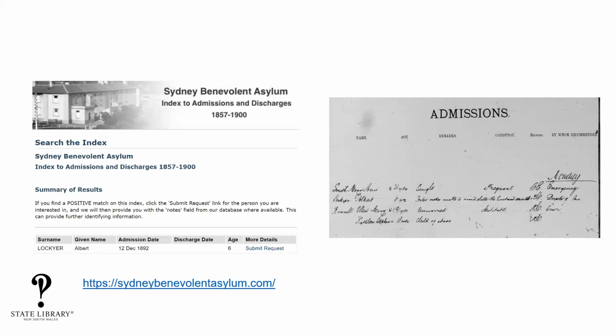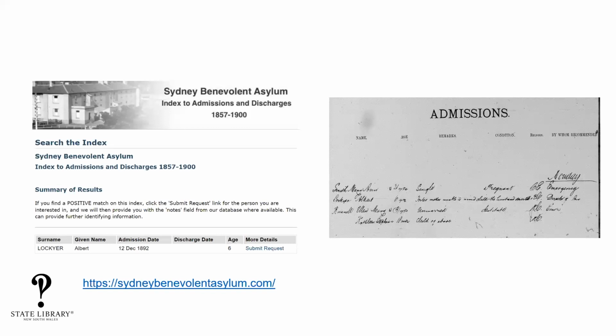So how do you know if your ancestor was in the Benevolent Asylum? There is an online index of admissions and discharges for the period 1857 through 1900. This online index is the dedicated work of two people, Heather Garnsey and Martin Killian.